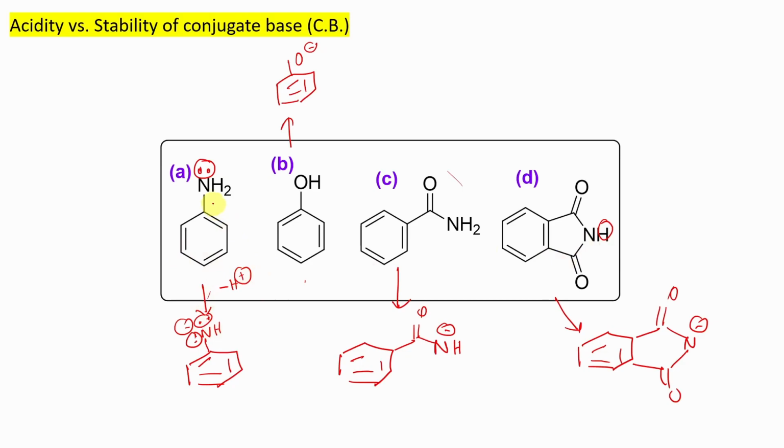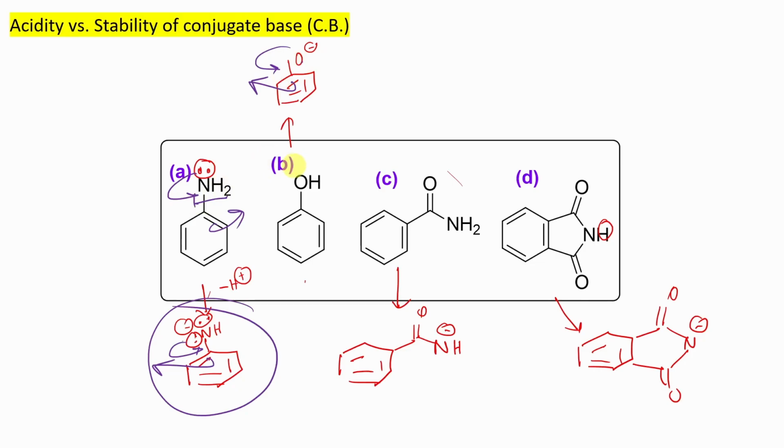Now if you look at the stability, in the first two examples the stability is achieved by delocalization of the lone pair inside this benzene nucleus. Initially there was delocalization, and now after conjugate base formation it is delocalized this way. In the case of phenol, similarly the lone pair will come and delocalize into the benzene nucleus. Since oxygen is more electronegative than nitrogen, phenol is obviously more acidic than aniline.